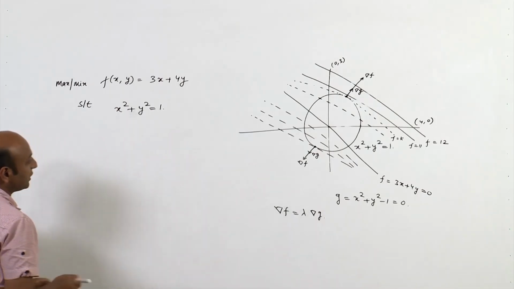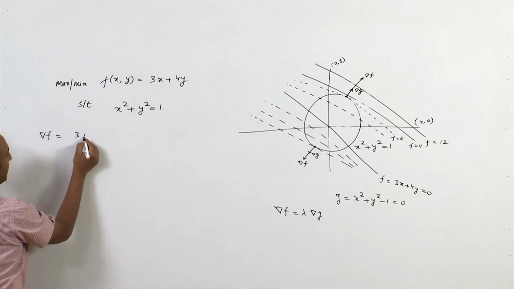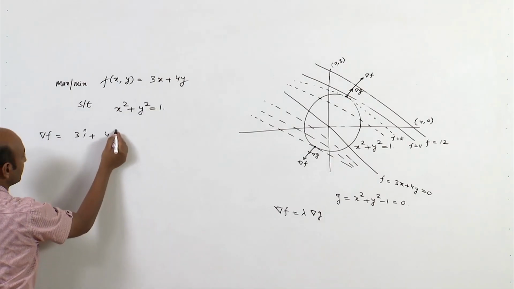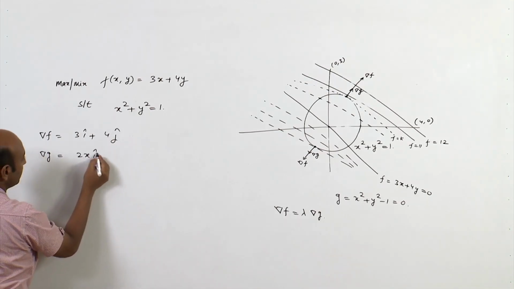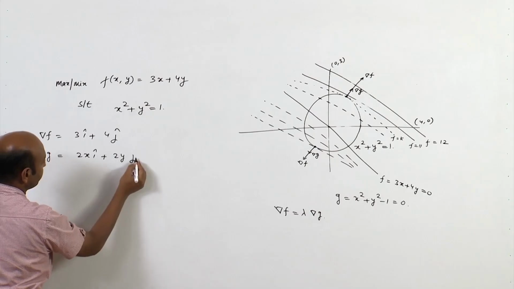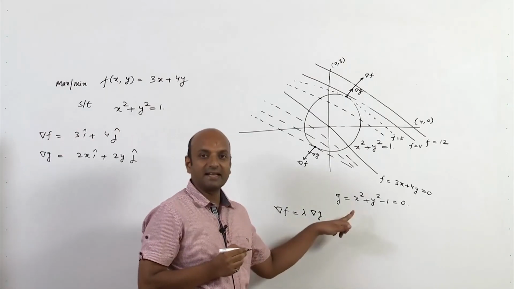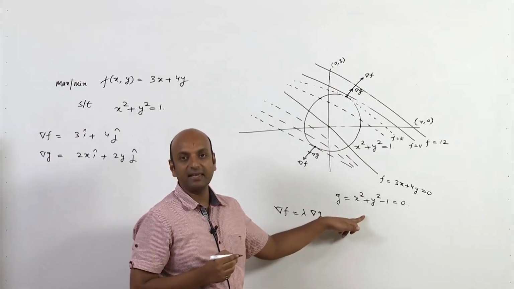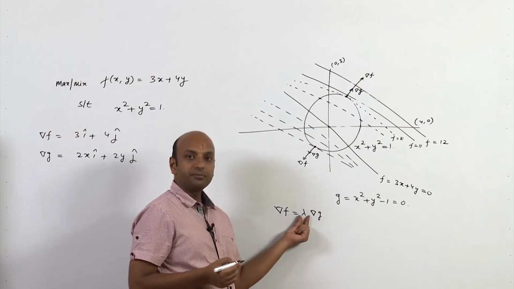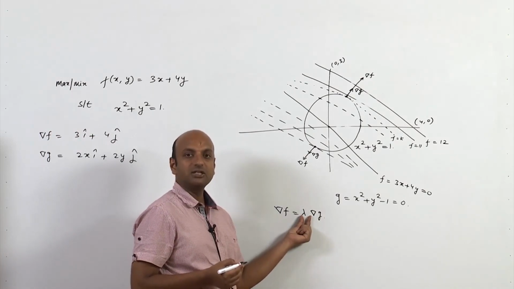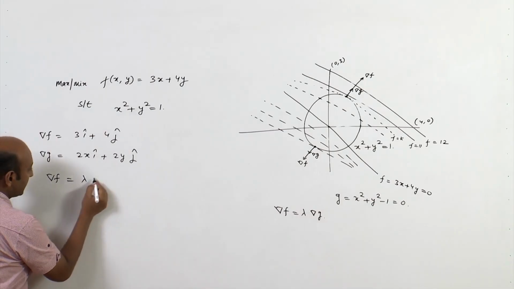Now, here what is gradient of f? It is 3 i cap plus 4 j cap. What is gradient of g? It is 2x i cap plus 2y j cap. Okay. Del g by del x i cap plus del g by del y j cap, and lambda is called the Lagrange multiplier. This lambda is called the Lagrange multiplier. So, gradient of f is equal to lambda times gradient of g.